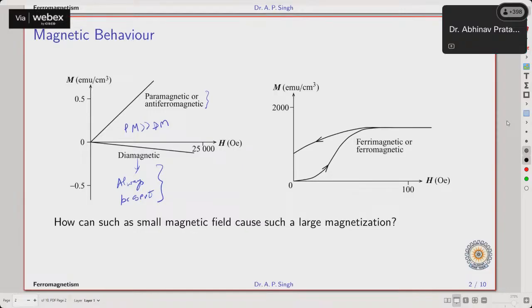So what I want to discuss in the remaining part of the lecture is how is it possible that such a small magnetic field can produce such a large magnetization? That is the whole point of the rest of the lecture.